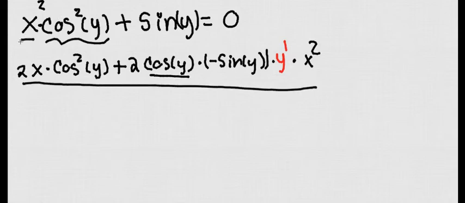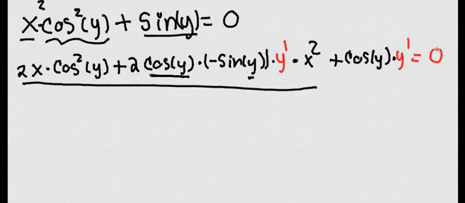So let's go ahead and recap. The derivative of x squared is just 2x times the cosine squared of y plus the derivative of the cosine squared of y. I'm going to lower the 2 times the cosine of y times the derivative of the cosine, which is negative sine of y, times the derivative of y, which is just y prime, times x squared, because you need to do the product rule, plus the derivative of the sine, which is just the cosine of y, times the derivative of whatever is inside, which in this case is just y prime, equals 0.